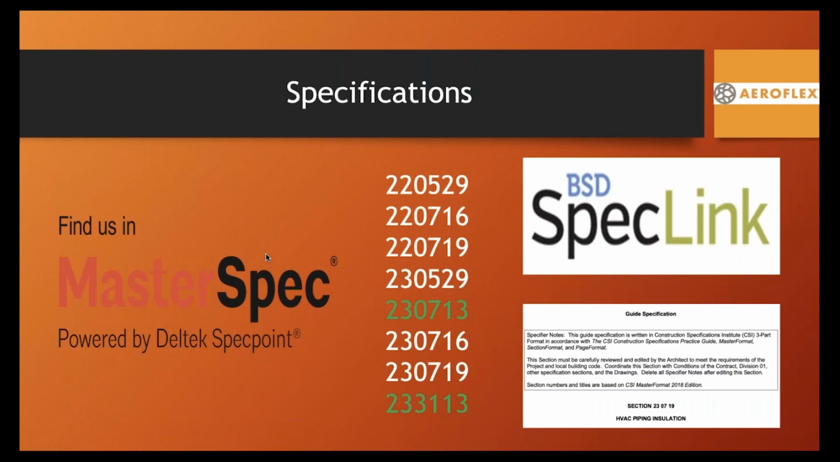Our products can be found in many of the online specification programs such as MasterSpec, SpecLink. We also have guide specifications in Word available on our website. Breathe-EZ is specifically listed in this section here, 230713 for duct wrap and 233113 for duct liner.